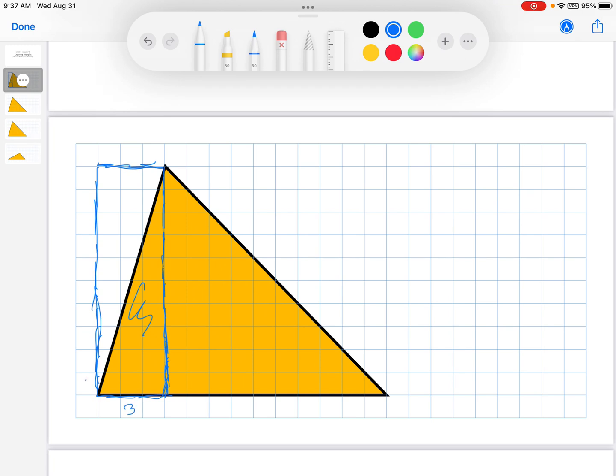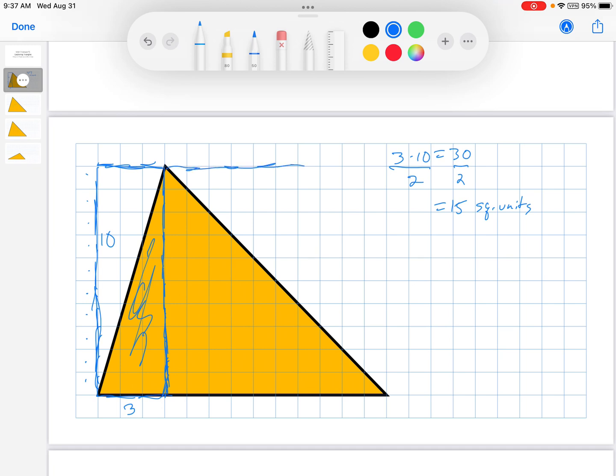Okay, this is 3. 1, 2, 3, 4, 5, 6, 7, 8, 9, 10. So the rectangle is 3 times 10 is 30. But remember that this part, this small triangle here, is only half of the original rectangle. So therefore, we have to divide that by 2. And that turns into 15 square units. However, that's only part, in fact, a small part of the original giant triangle. So now we have to find the part on the other side.